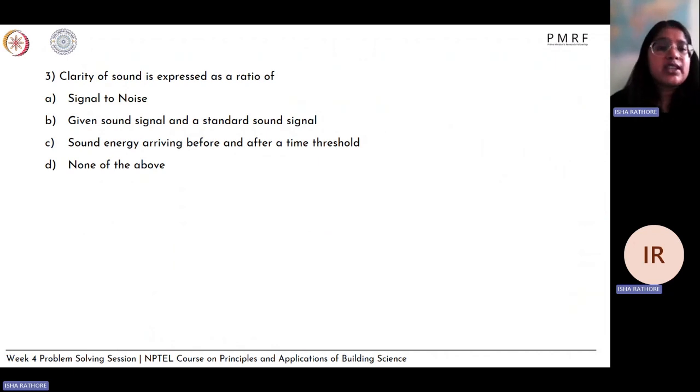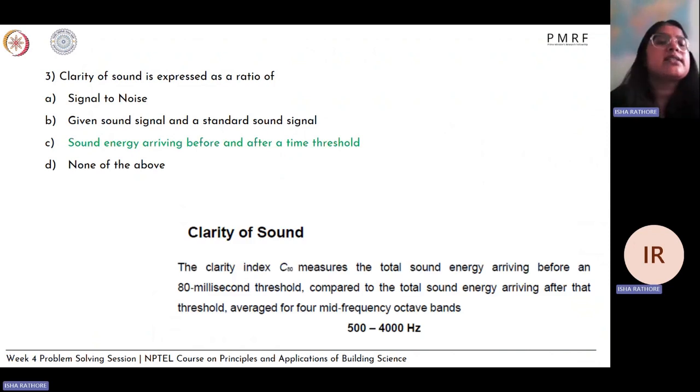So moving on to question 3, the clarity of sound is expressed as a ratio of A, signal to noise, B, given sound signal and a standard sound signal, C, sound energy arriving before and after the time threshold, or D, none of the above. We also looked at this in our revisions previously. So the correct answer is C, sound energy arriving before and after a time threshold.